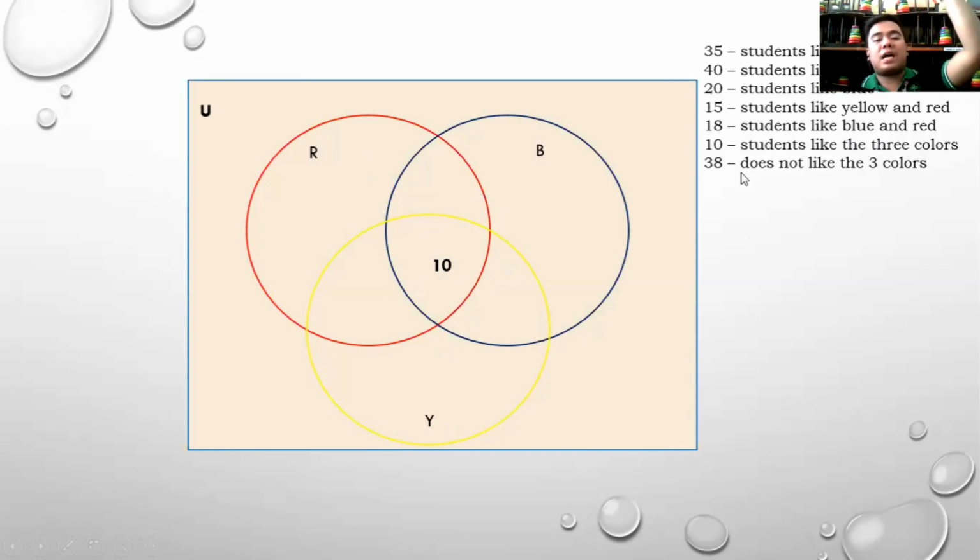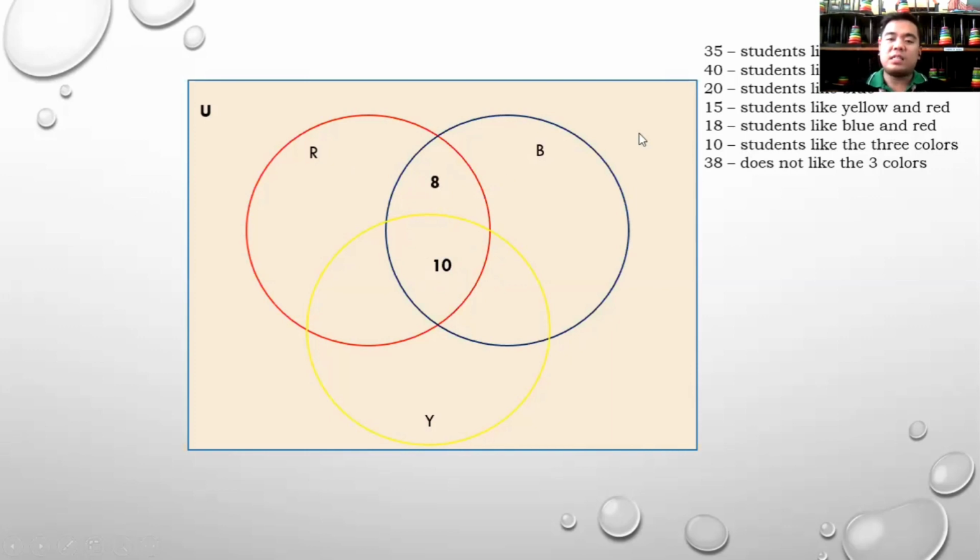Tapos, yung 18 students like blue and red, so ito yung intersection ng blue at red. So, may 10 na dito. So, meaning, this 10 here is the intersection of three colors. Pero, pwede rin silang intersection sa red and blue kasi commonality ito sa red and blue. Diba? So, since 18 students, tapos may 10 ka na dito, so the remaining here is 8 na lang.